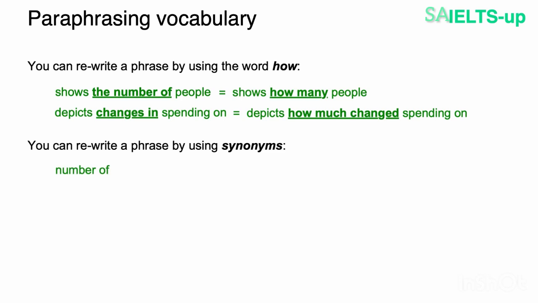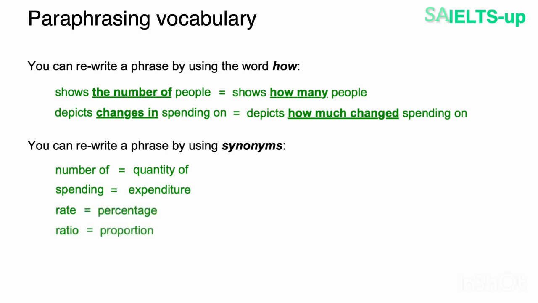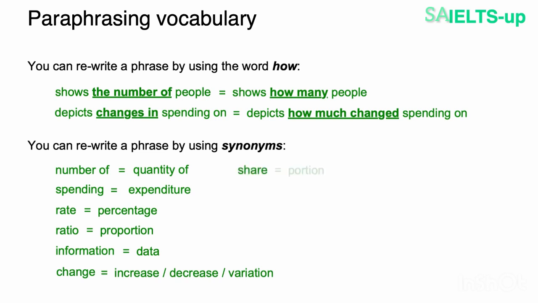Number of is equal to quantity of. Spending can be replaced with expenditure. Rate with percentage. Ratio with proportion. Information with data. Change can be sometimes replaced by increase, decrease, or variation. Share is equal to portion, and place is equal to side.